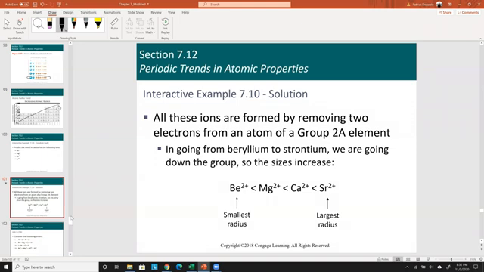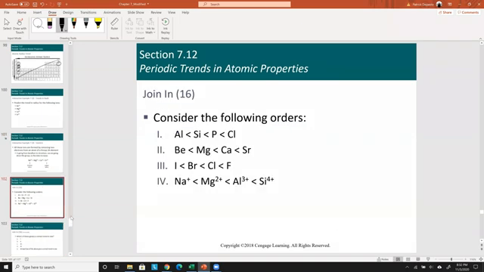Yeah, so strontium, yeah, we get it. Okay, cool. Consider the following orders.